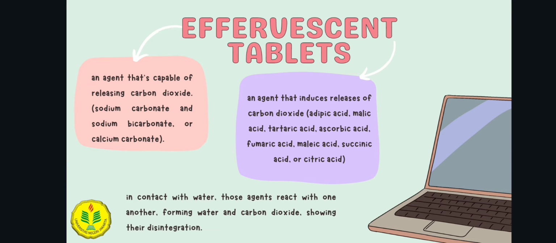Effervescent tablet formulations generally include, first, an agent that is capable of releasing carbon dioxide, such as sodium carbonate, sodium bicarbonate, or calcium carbonate. Second, an agent that induces the release of carbon dioxide, such as adipic acid, malic acid, tartaric acid, ascorbic acid, formic acid, succinic acid, or citric acid. Effervescent tablets are formulated by mixing these agents along with binders, diluents, and lubricants, and then compressing them into tablets. In contact with water, those agents react with one another, forming water and carbon dioxide, showing their disintegration.